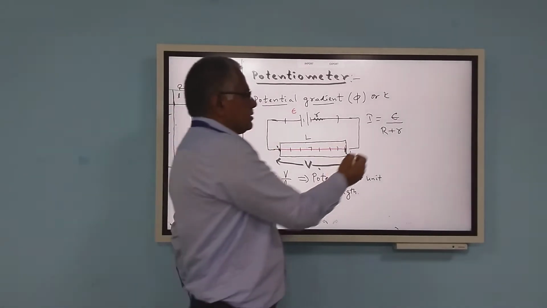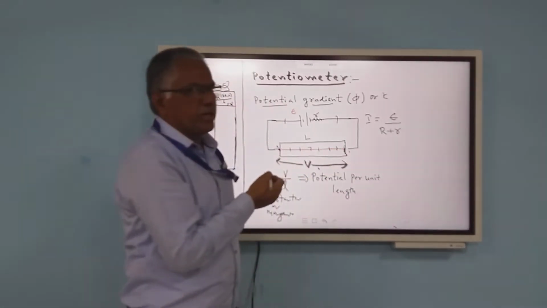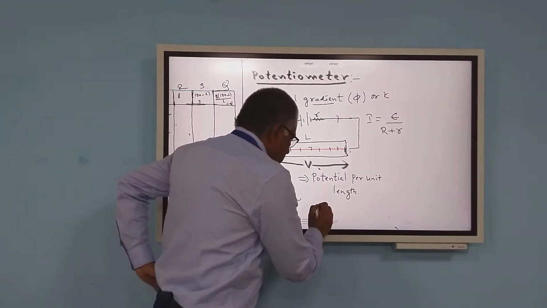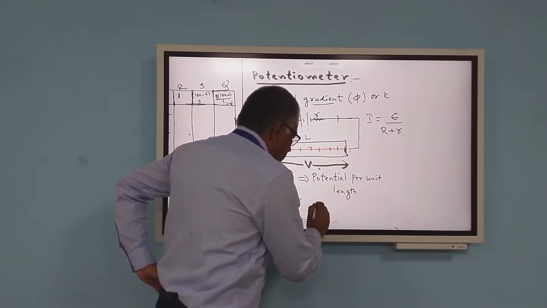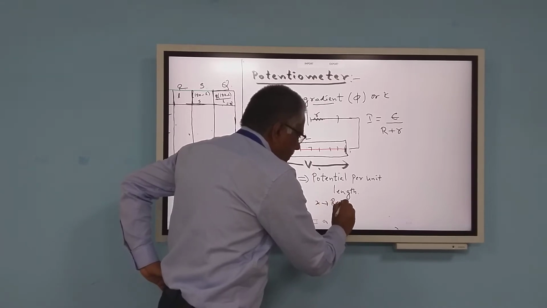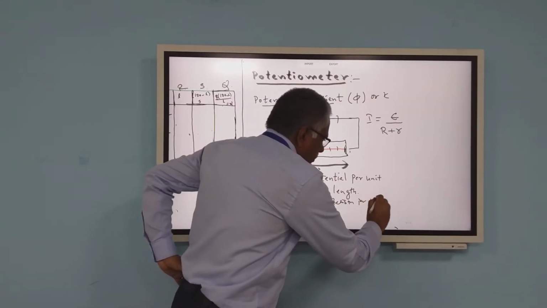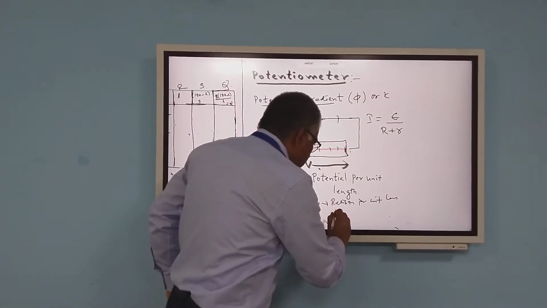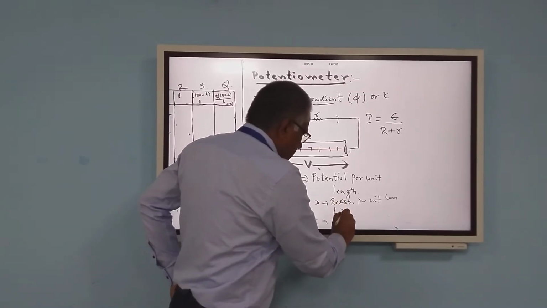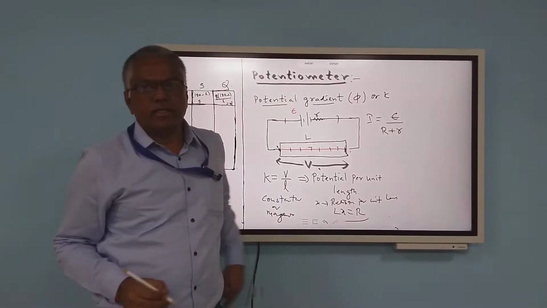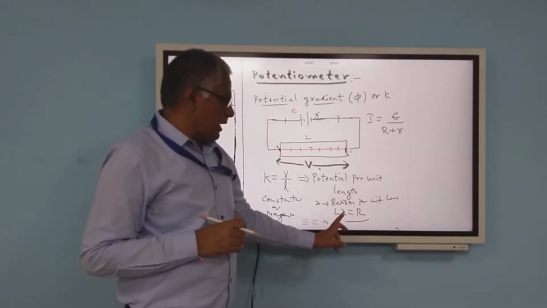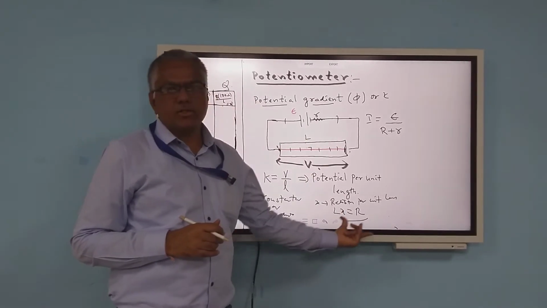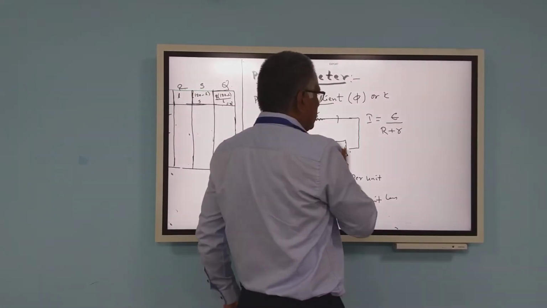This I can write as x into L, the resistance per unit length into the total length, which gives the total resistance of the wire. Suppose small x is the resistance per unit length. Then the total length L into x, let us take this equal to R. That is the total length of the wire into x, where x is the resistance per unit length. 1 centimeter of wire has this much resistance. The total length L into x is equal to R. This is the current in the circuit: I is equal to E by R plus r.